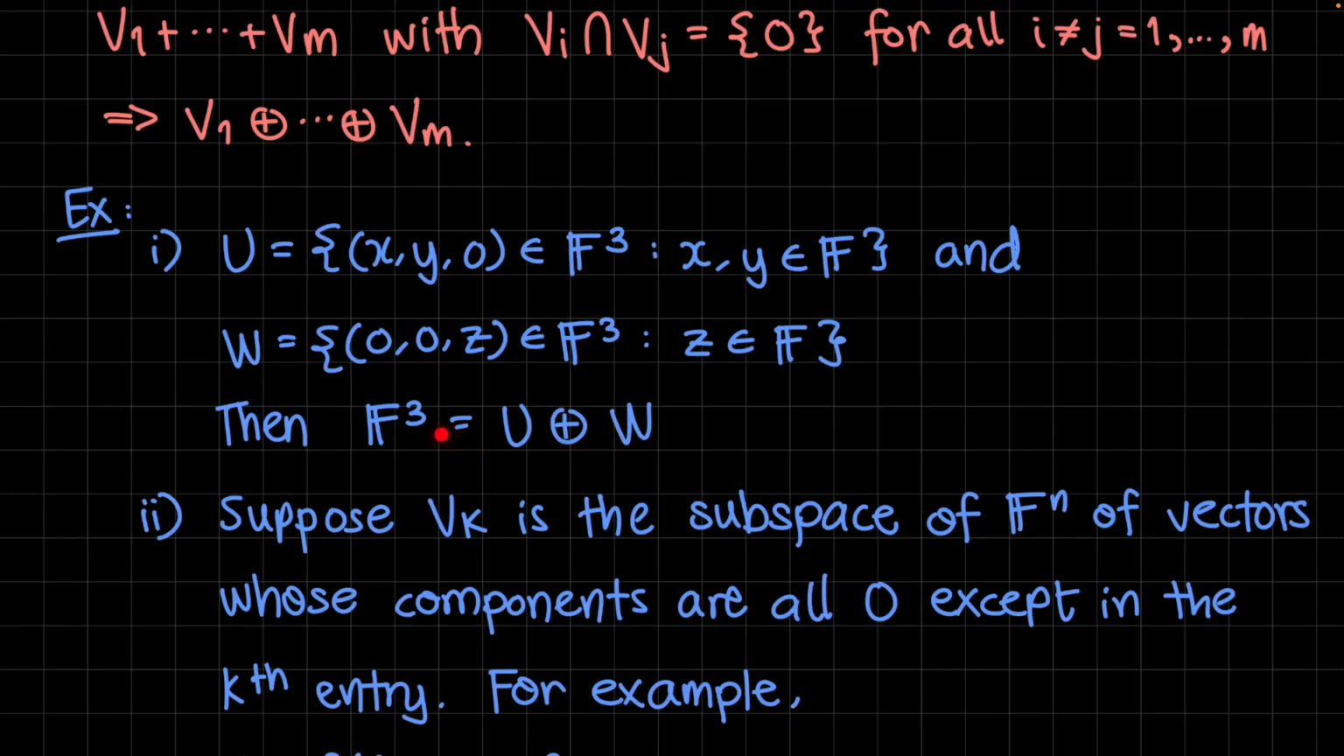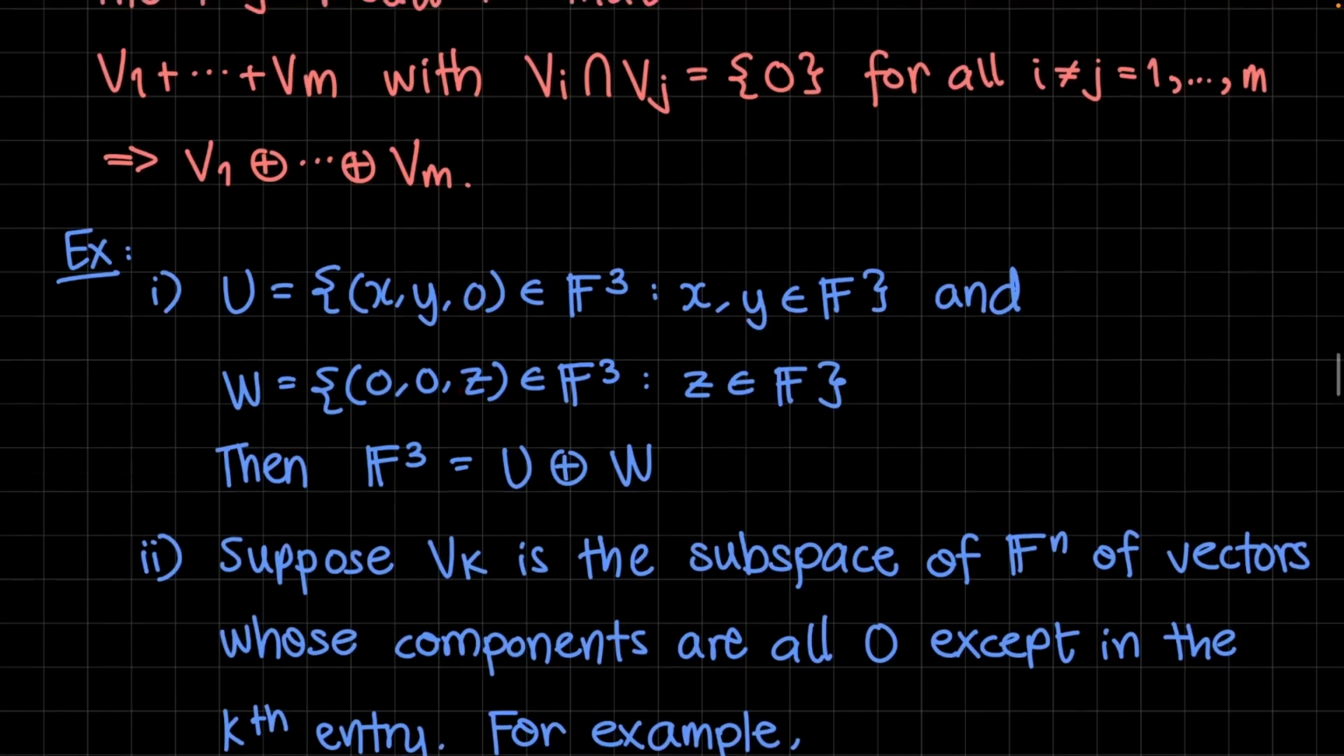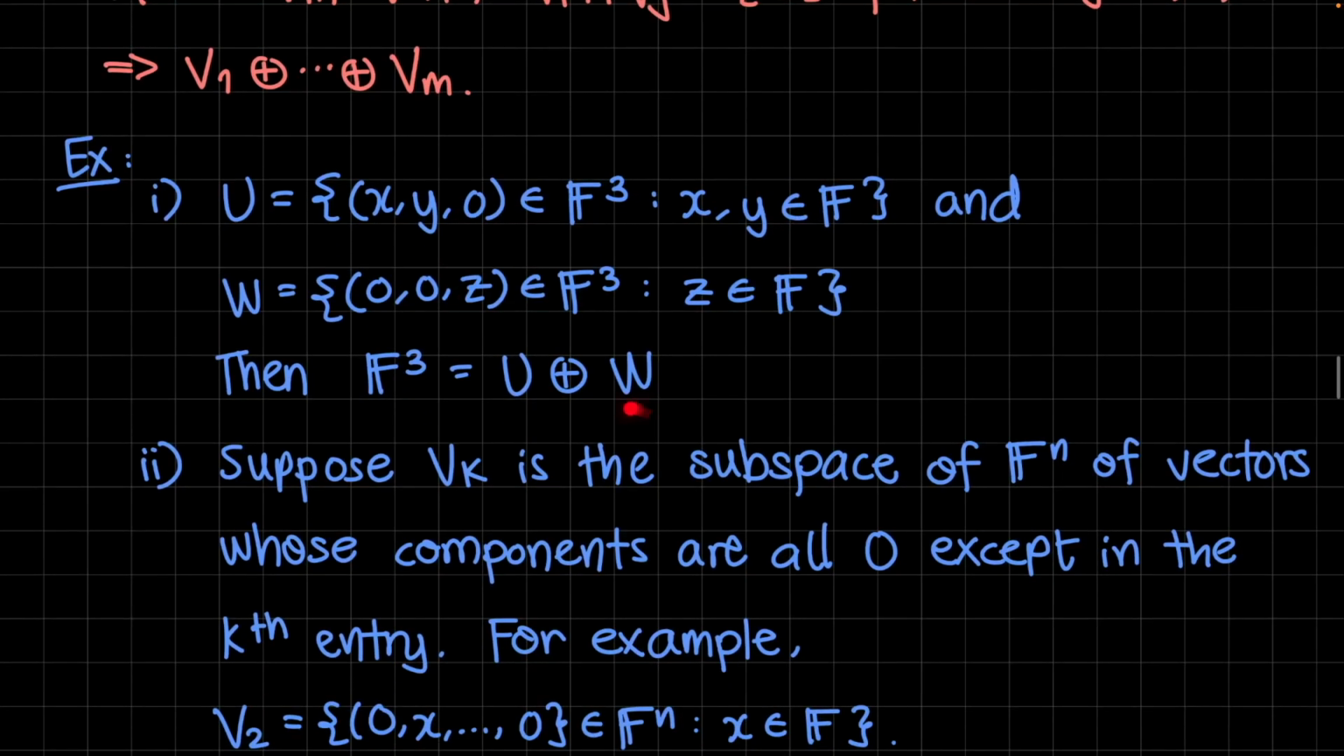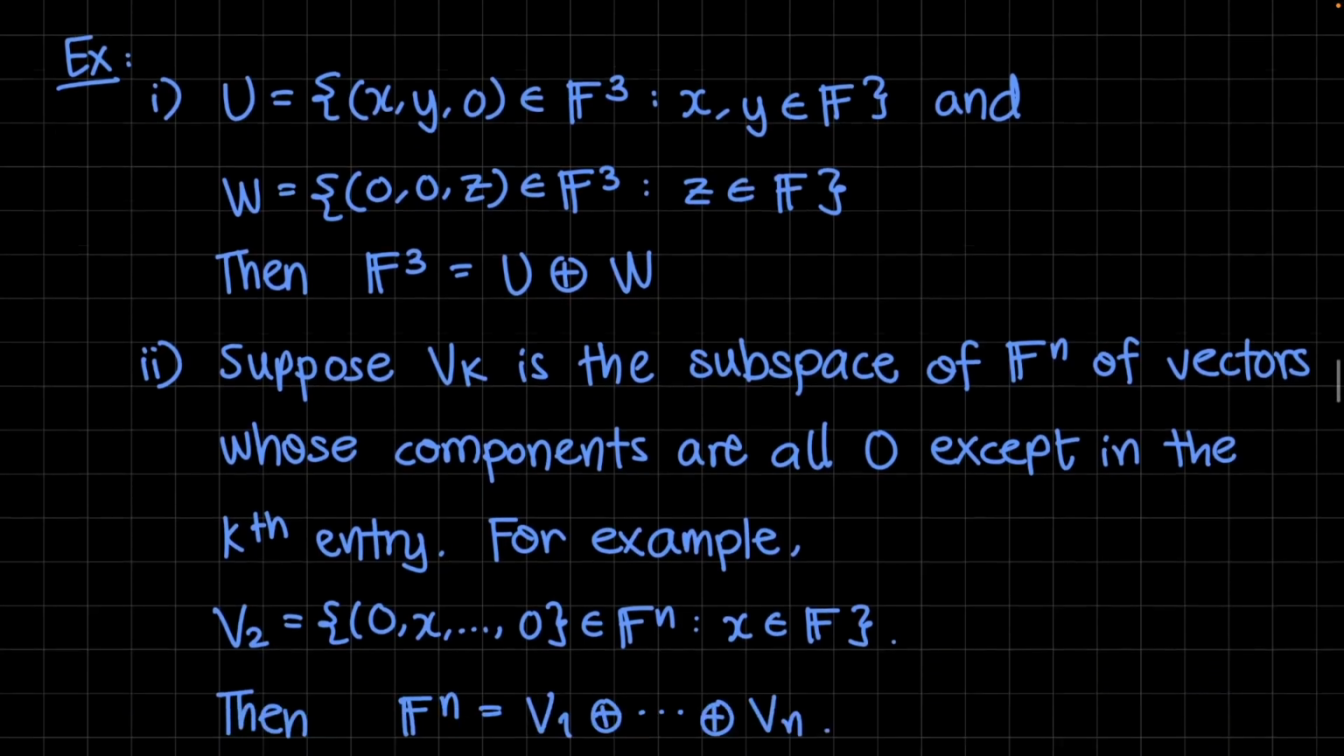So F3 has been decomposed nicely into an xy plane and a z axis, and again you can check that their intersection is trivial, is at the zero. So they're indeed a direct sum.